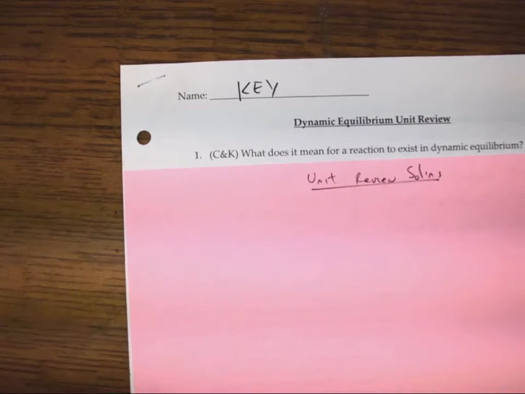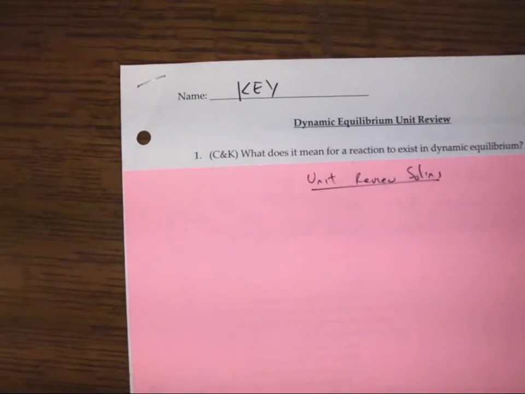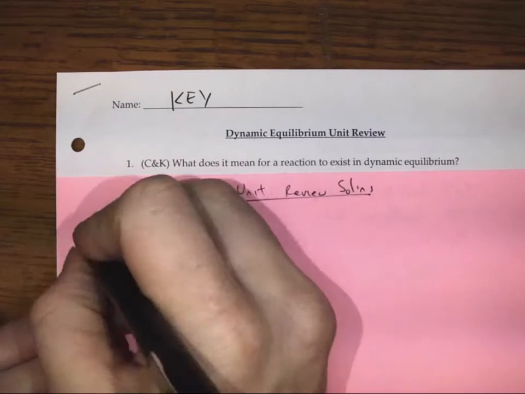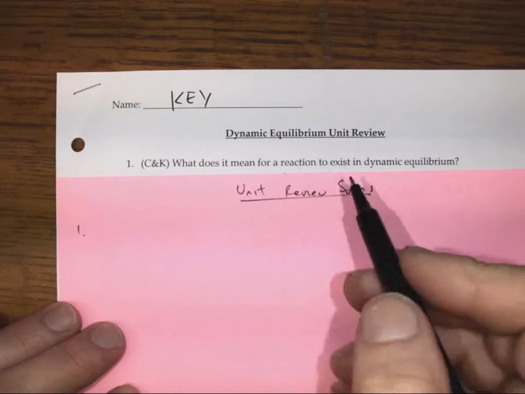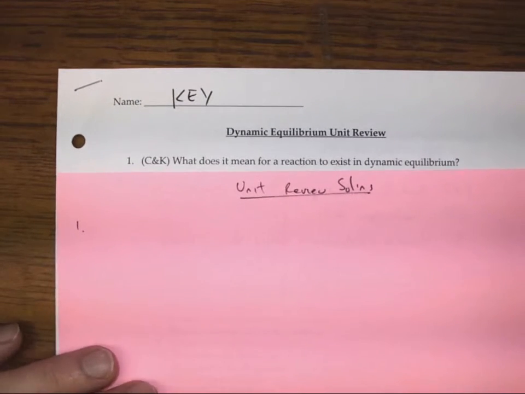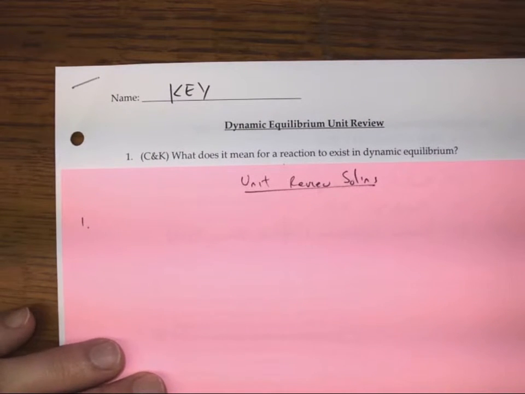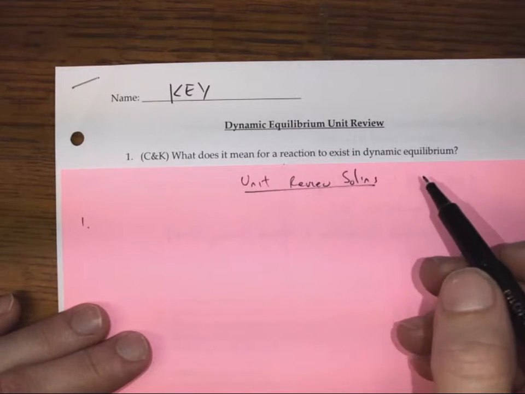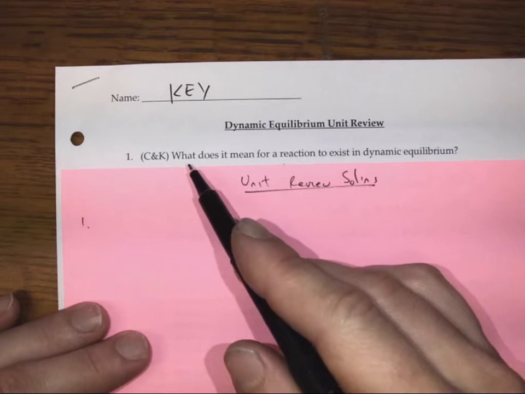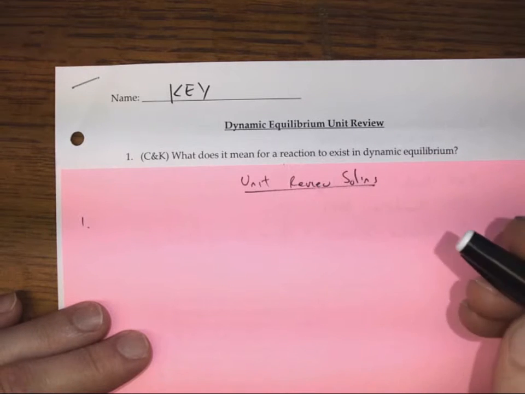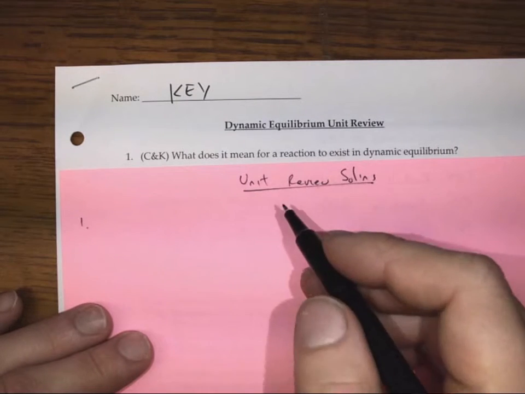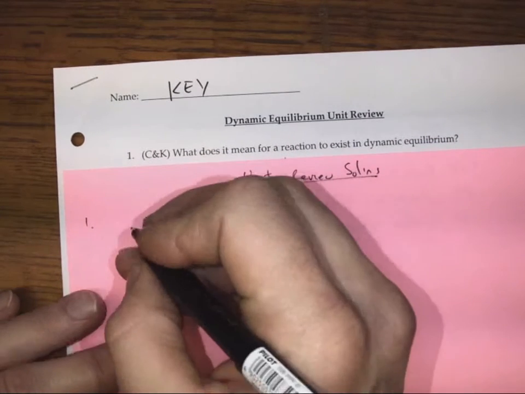Let's start with question 1. It asks, what does it mean for a reaction to exist in dynamic equilibrium? There are a lot of acceptable answers here, but this is open enough that this would probably be something like a 3 or 4 mark question, and I would expect roughly 3 or 4 different points for what this means. I'm going to outline my first thoughts here.